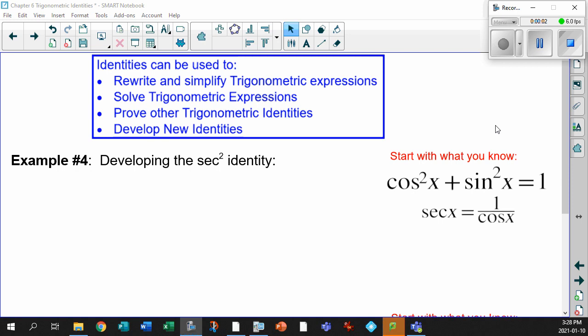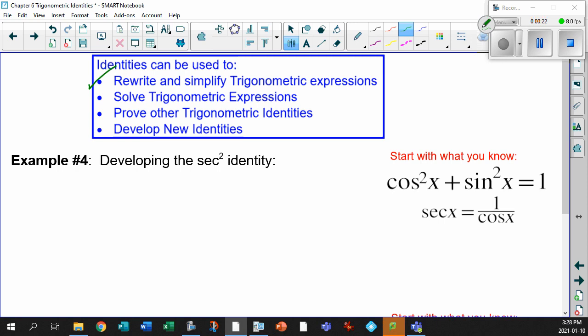Now that we've got the basics down about non-permissible values and a few other things like that, let's start actually proving identities because that's the basis of this entire unit. Now, what's the point? Why do we want to prove identities so much? Well, one of the reasons why is here. We can rewrite and simplify trigonometric expressions.